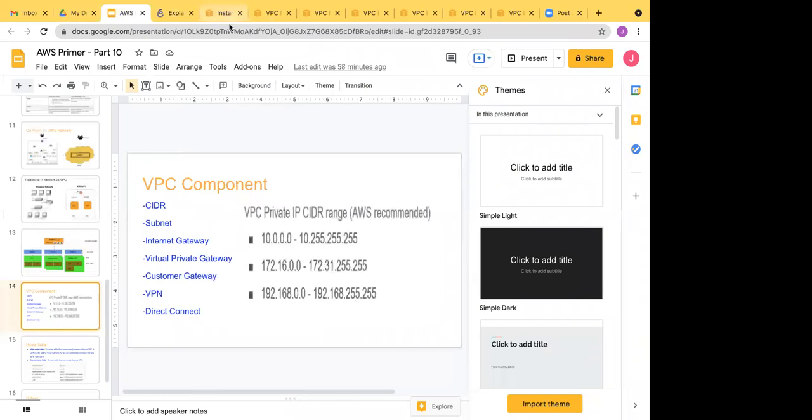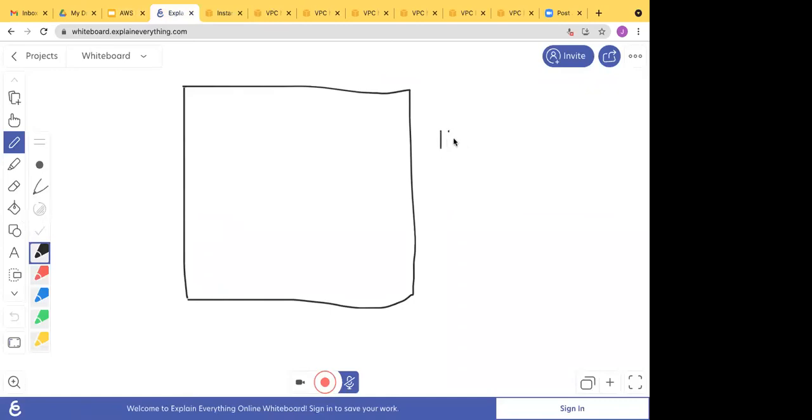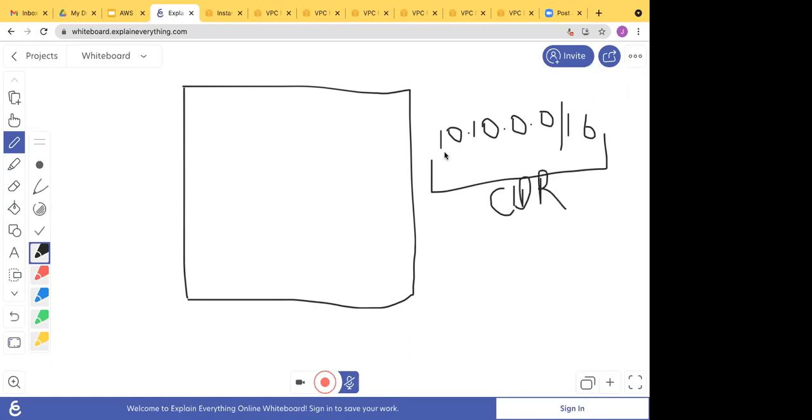For convenience, let's take this. Suppose I give an address like 10.10.0.0/16. This notation is called CIDR. I told you in IPv4 there are 32 bits, so this is 8-bit, 8-bit, 8-bit, and 8-bit. When we talk about IP addresses, we keep certain bits for the network.